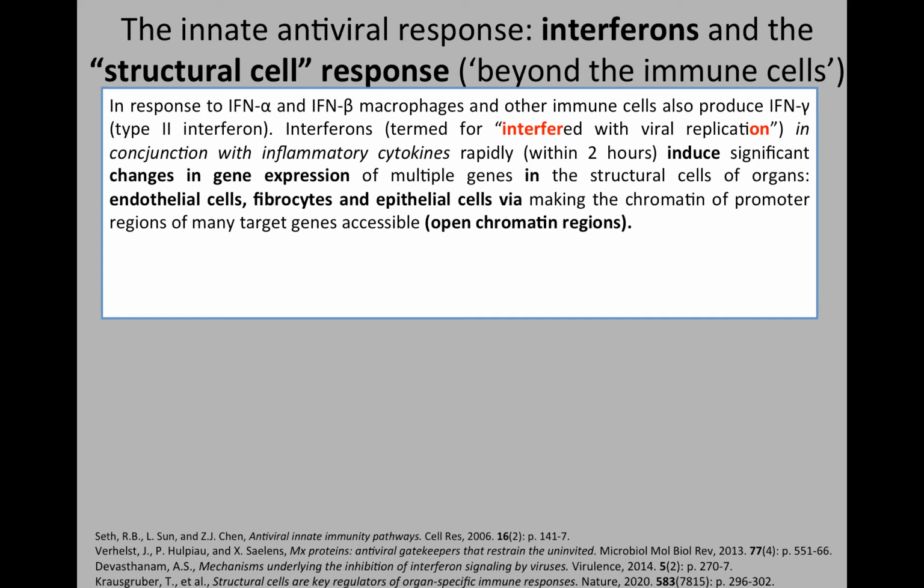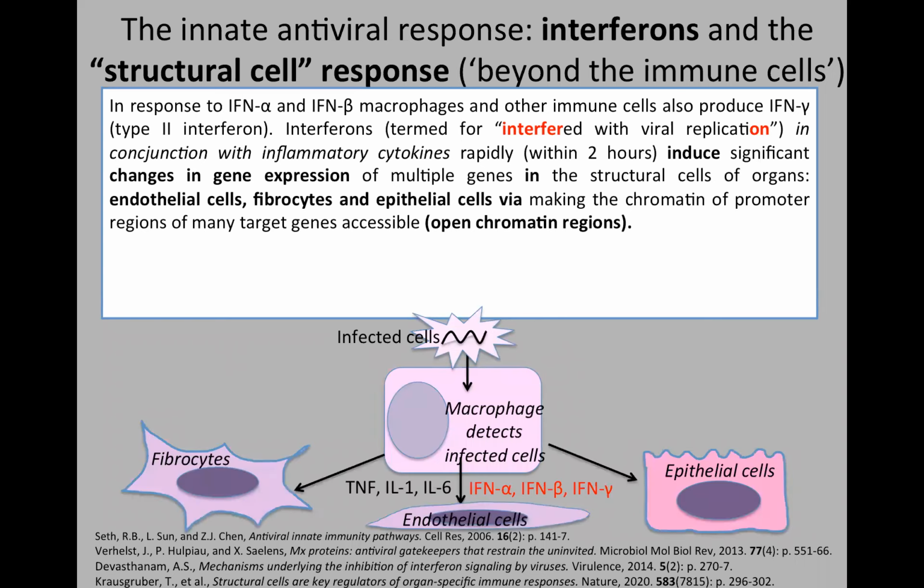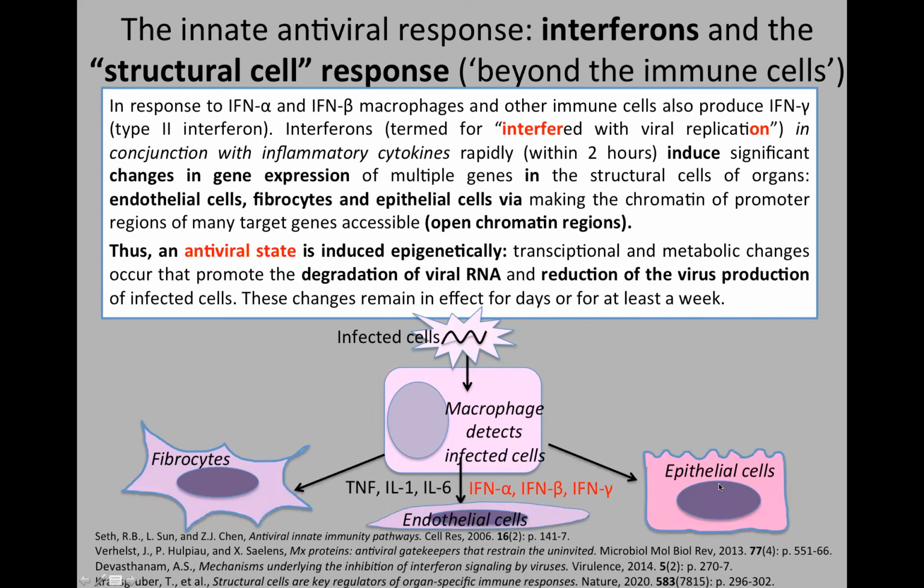Endothelial cells, fibrocytes, epithelial cells will all change the gene expression. This one will happen through open chromatin regions, which will be present in this case. So many genes can be accessed at the same time by this method. So when the macrophage is infected, detects the infection, that one will induce a protective response in the fibrocytes, endothelial cells, and epithelial cells. This one will include 3 important steps.